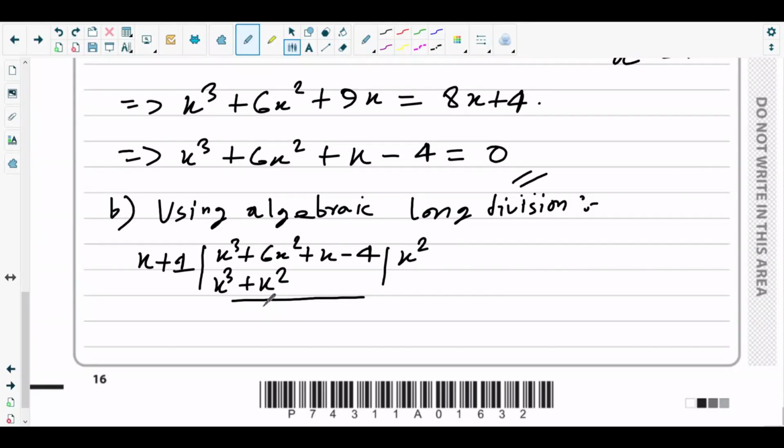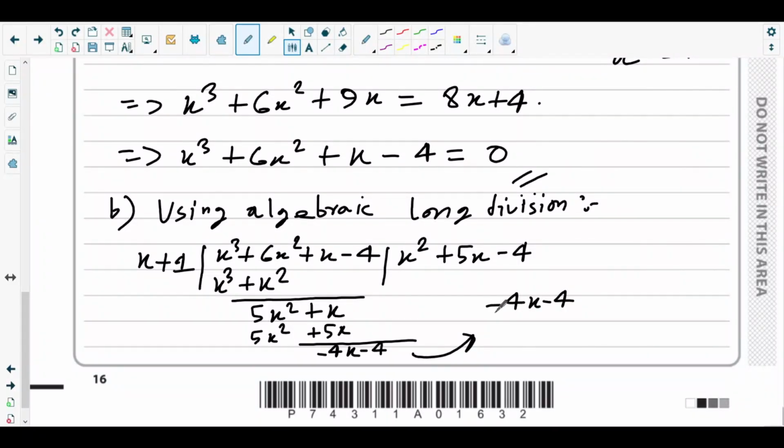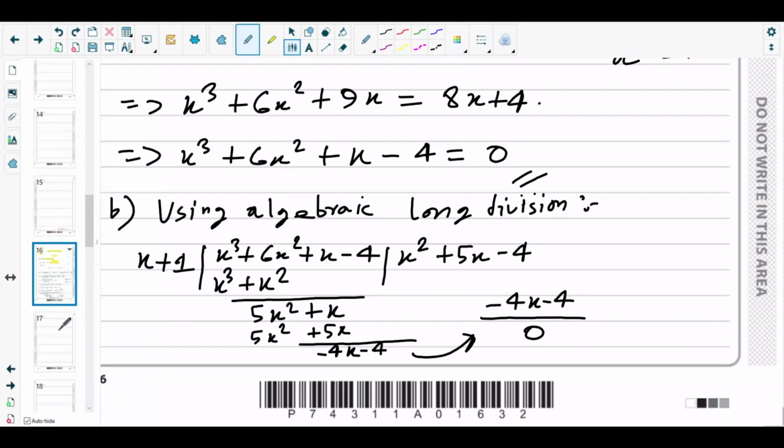X cube cancels out, so you'll get 5x squared plus x. Since there are two terms, we need two terms here. So now multiply by 5x, and you'll get 5x squared plus 5x, and then you will have negative 4x there. Take negative 4 down. Now multiply by negative 4, so you'll get negative 4x, negative 4. Then the remainder will become 0. That means x cubed plus 6x squared plus x minus 4.